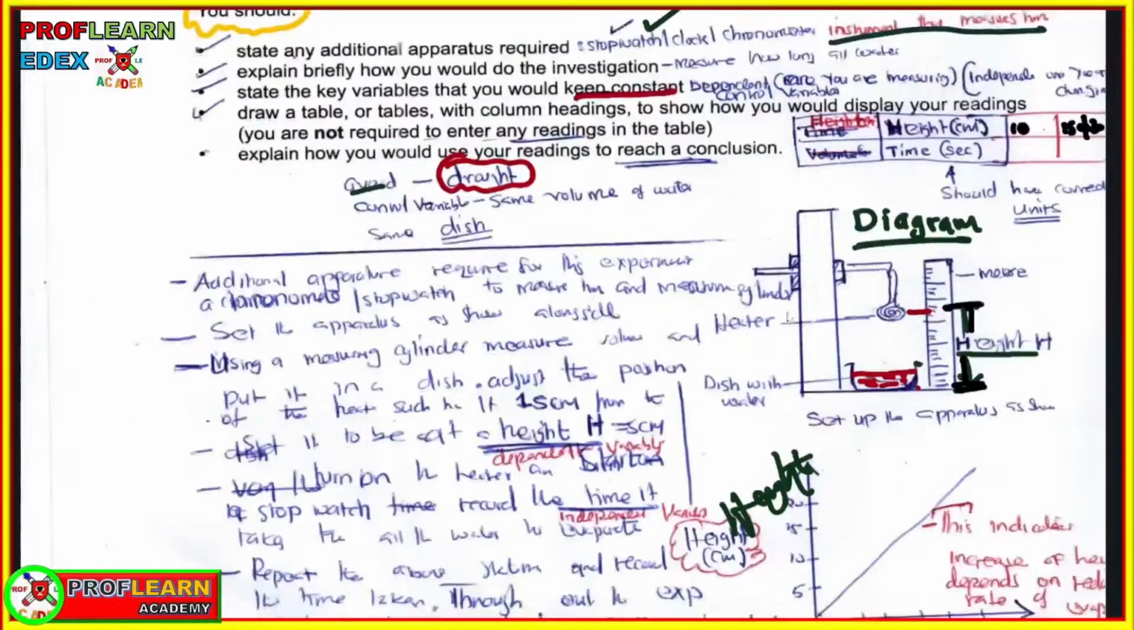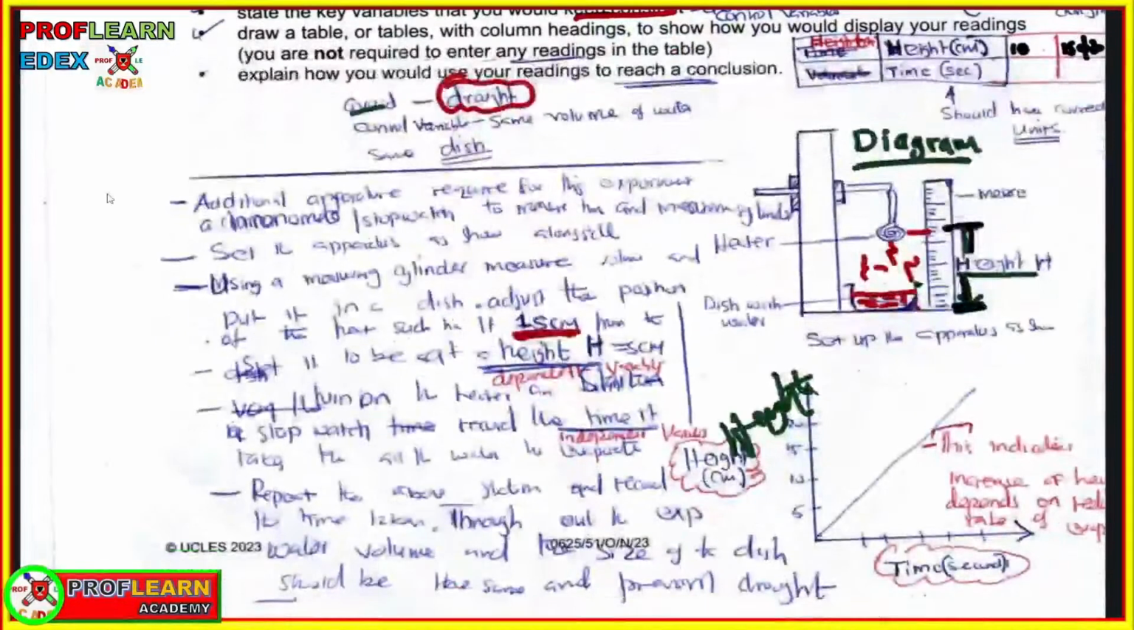So you see, I've just said the apparatus are shown. Using a measuring cylinder, measure a volume of water and put it in a dish. Adjust the position of the heater such that it's, for example, 15 centimeters from the base of the dish. Measure how long it takes for the water to evaporate to dryness. Then repeat the above and record the time taken throughout the experiment.